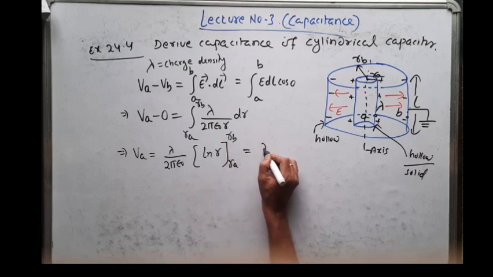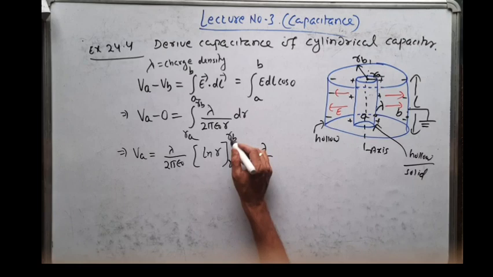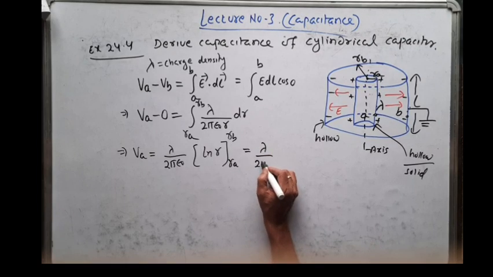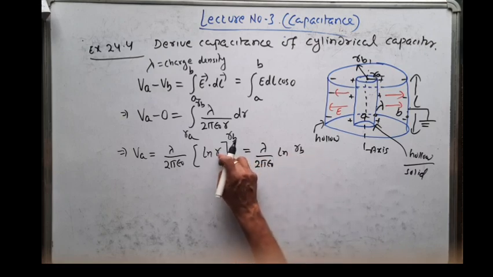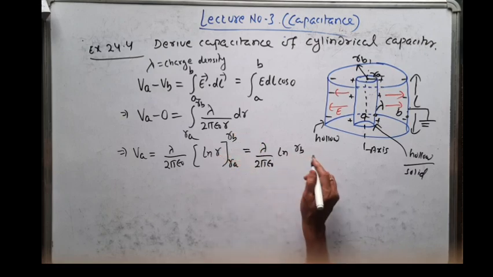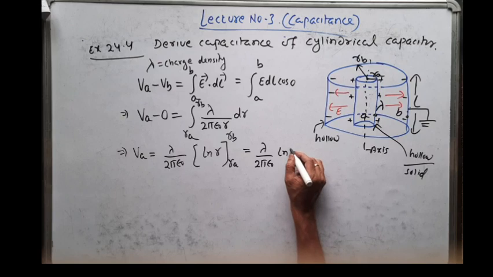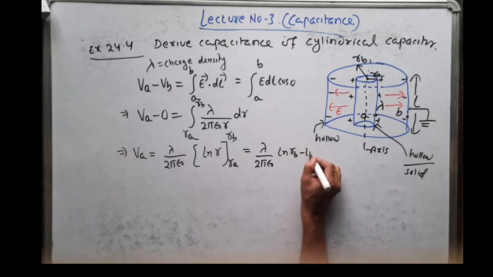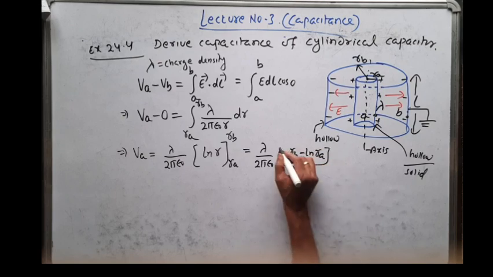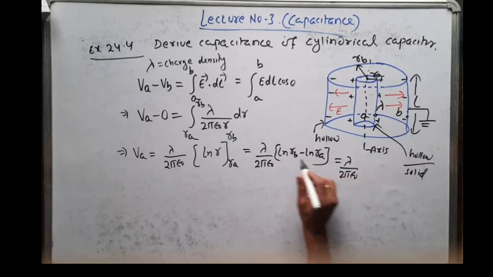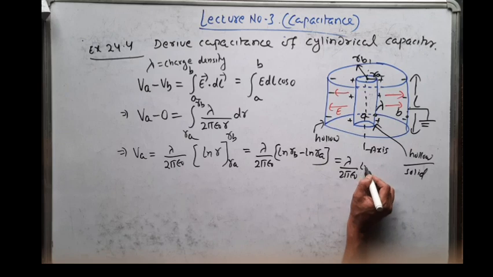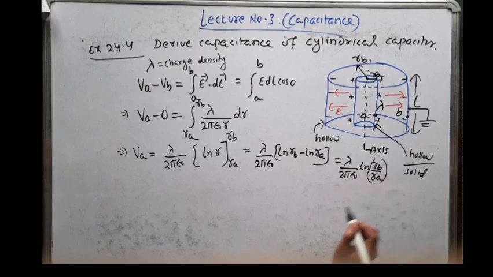So just integrate this and put the upper limit and lower limit. You will get lambda by 2 pi epsilon naught ln RB minus ln RA. So I am writing for your easy clarification, ln RB minus ln RA. So that is equal to lambda by 2 pi epsilon naught. ln x minus ln y is equal to ln x by y. So ln RB by RA.